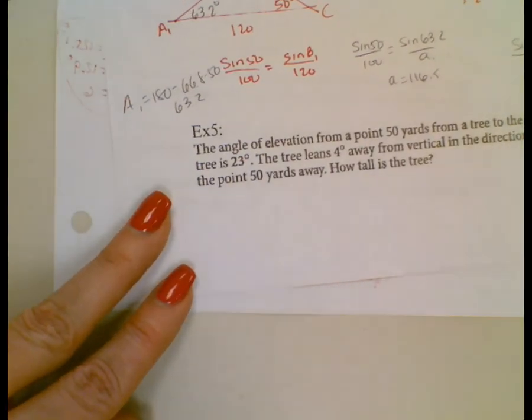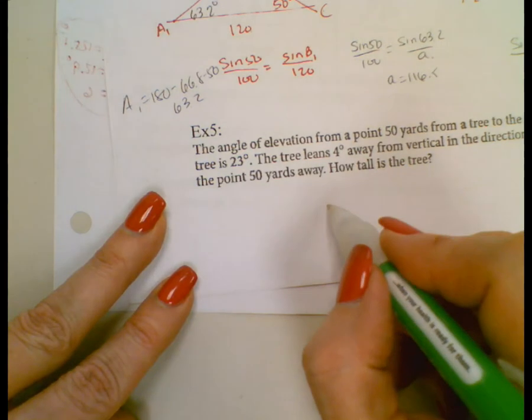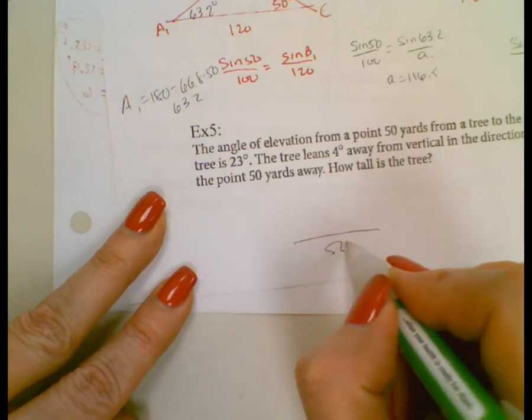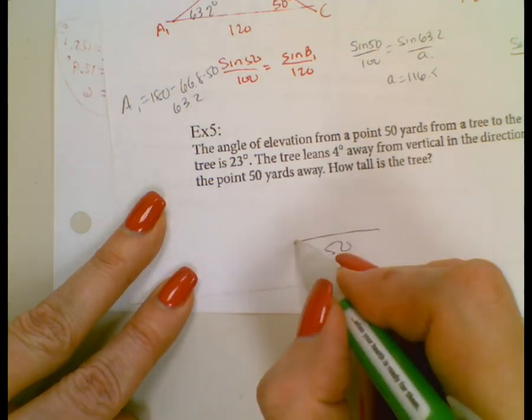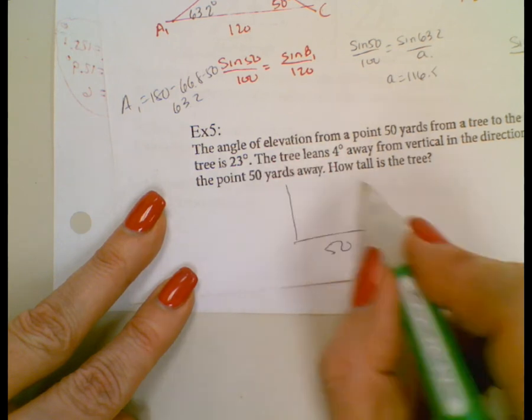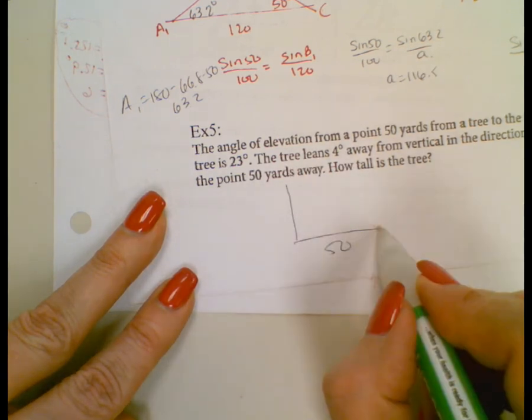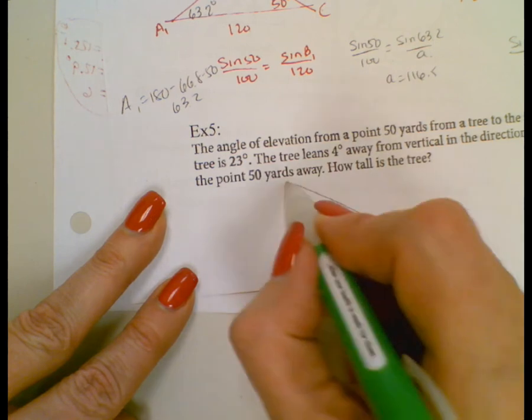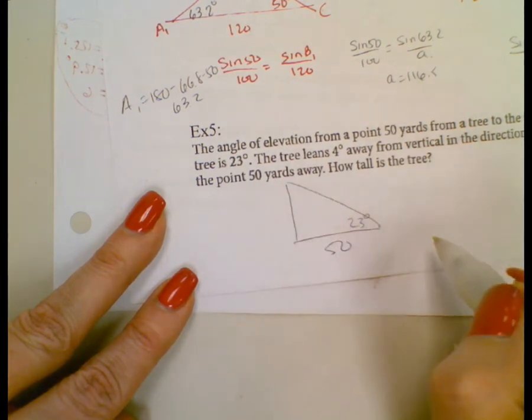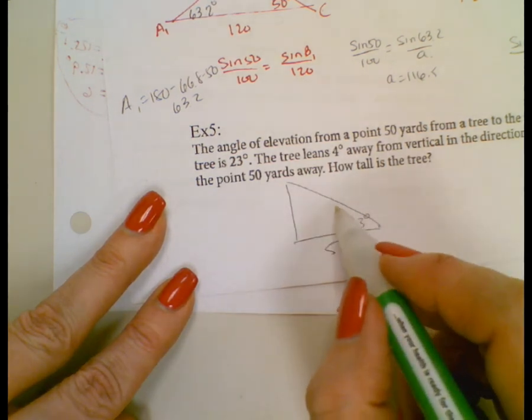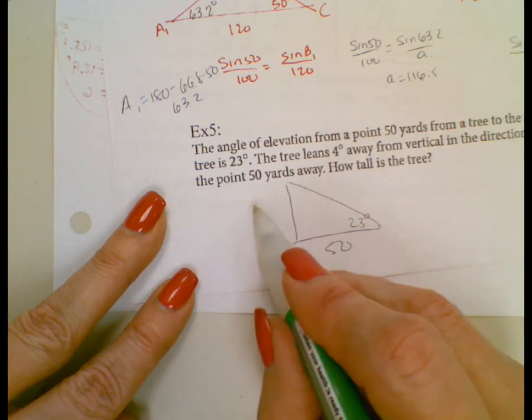I'm just going to draw this. Give me 1 second. The angle of elevation, 50 yards away from a tree to the top of the tree is 23 degrees. The tree leans 4 degrees away from the vertical in the opposite direction of the point 50.